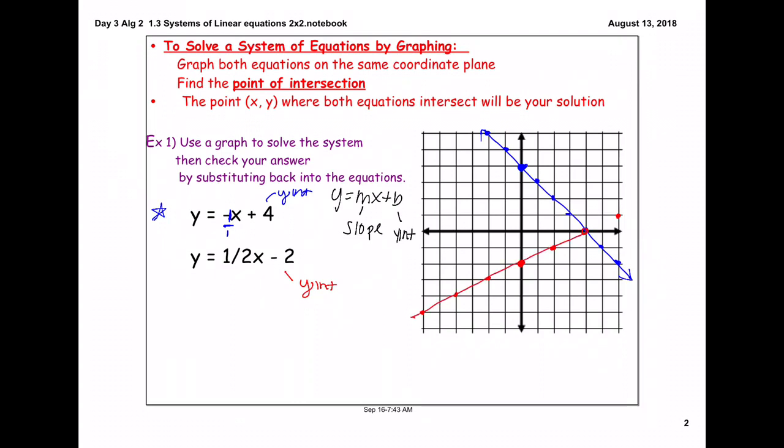We just graphed our second line, so we need to find the point of intersection. So we can tell that these two lines intersect right here, and that is the ordered pair 4, because you always state your x value first, 0. So the solution to our system, where these two lines intersect, is 4, 0.